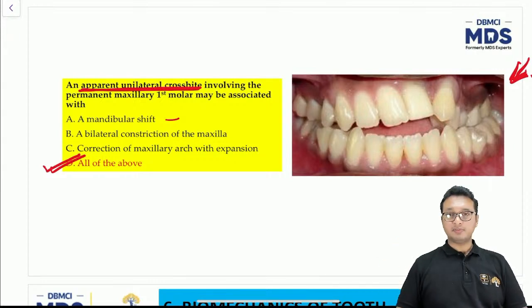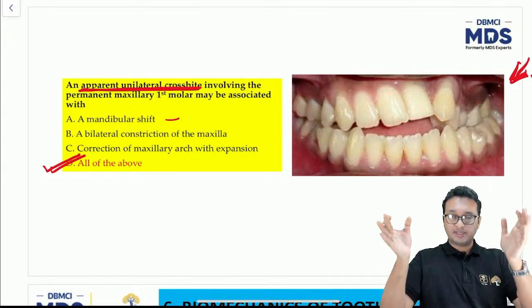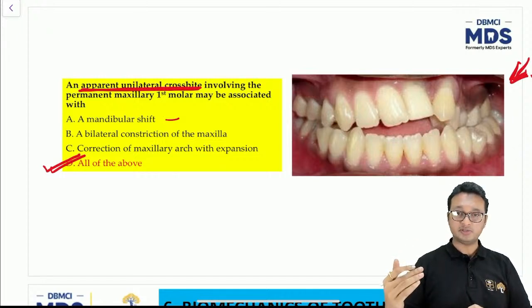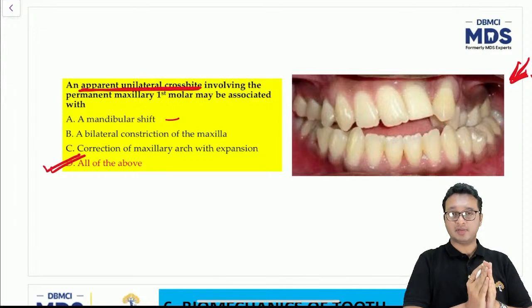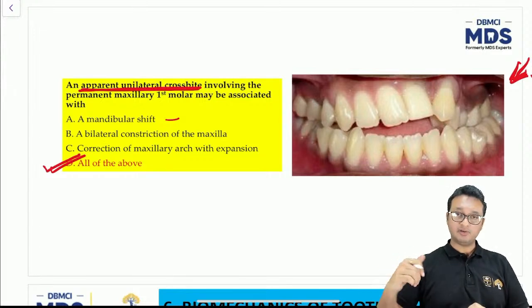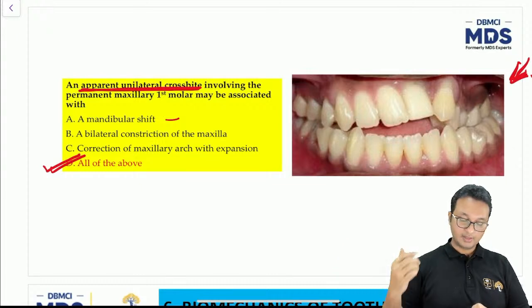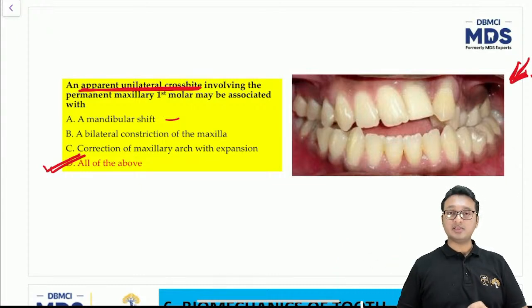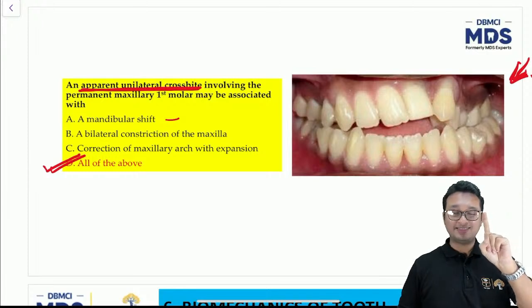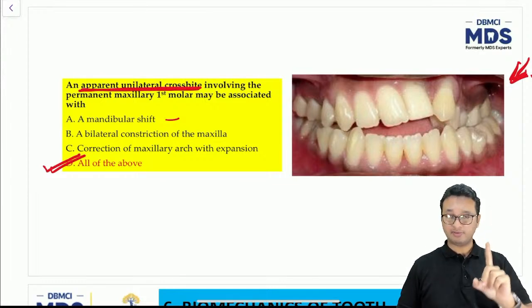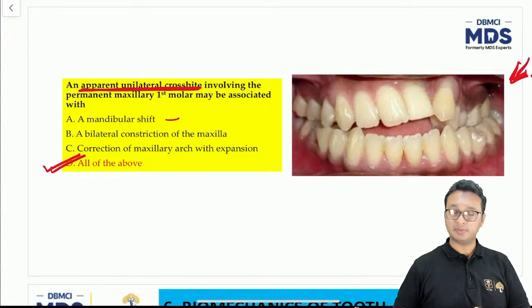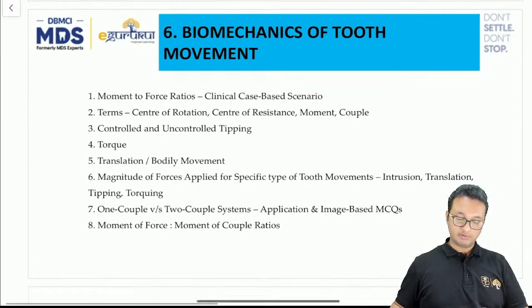A bilateral constriction of the maxilla. Yes, maxilla can be constricted bilaterally. Again, the patient will engage in convenience bite. The side which is more convenient, the patient is going to shift the mandible on that particular side. That is called functional shift of the mandible, leading to development of crossbite on the contralateral side. And always remember, the correction of a maxillary unilateral crossbite is always done using bilateral expansion of the maxilla, not unilateral expansion of the maxilla. So all of the above will be the correct answer in this particular question.